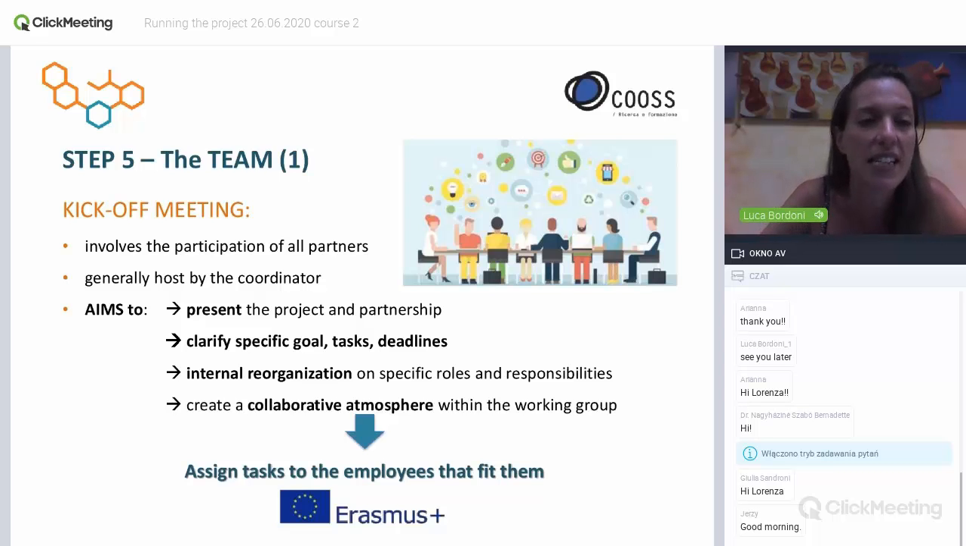After all these tasks, we arrive at the kickoff meeting. The kickoff meeting is the practice of our action, and it's the most fun moment of the project, in which all partners meet generally for the first time. And for sure it involves the participation of all partners from all countries. It's organized by the project coordinator, and generally hosted by the coordinator in their own country.